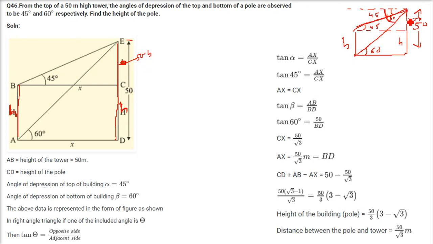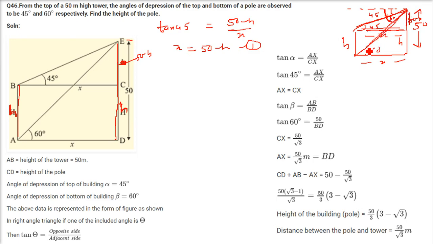Now first we'll take this triangle. So tan 45 will be perpendicular by base, 50 minus h by, let us take it as x. This will be 50 minus h by x, but tan 45 is 1, so x will be equal to 50 minus h. This is our first equation.